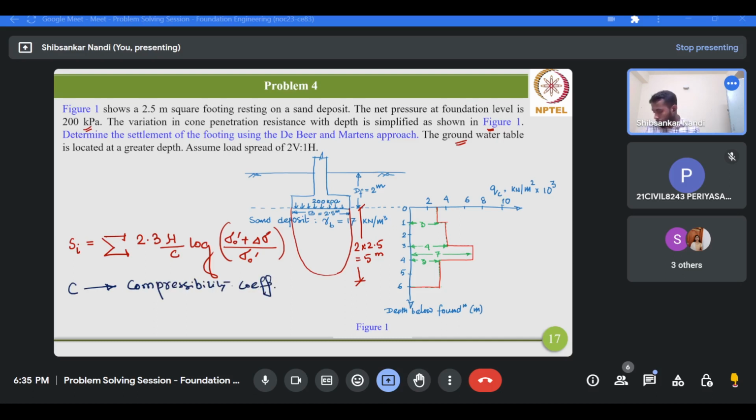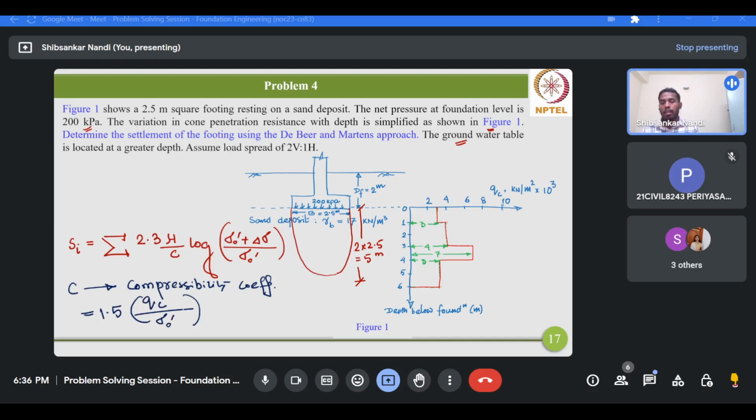Now you can take the reference of this compressibility coefficient according to two different researchers. First of all, since we are using Devier and Martin's approach, this compressibility coefficient C is given as 1.5 QC divided by sigma 0 prime.